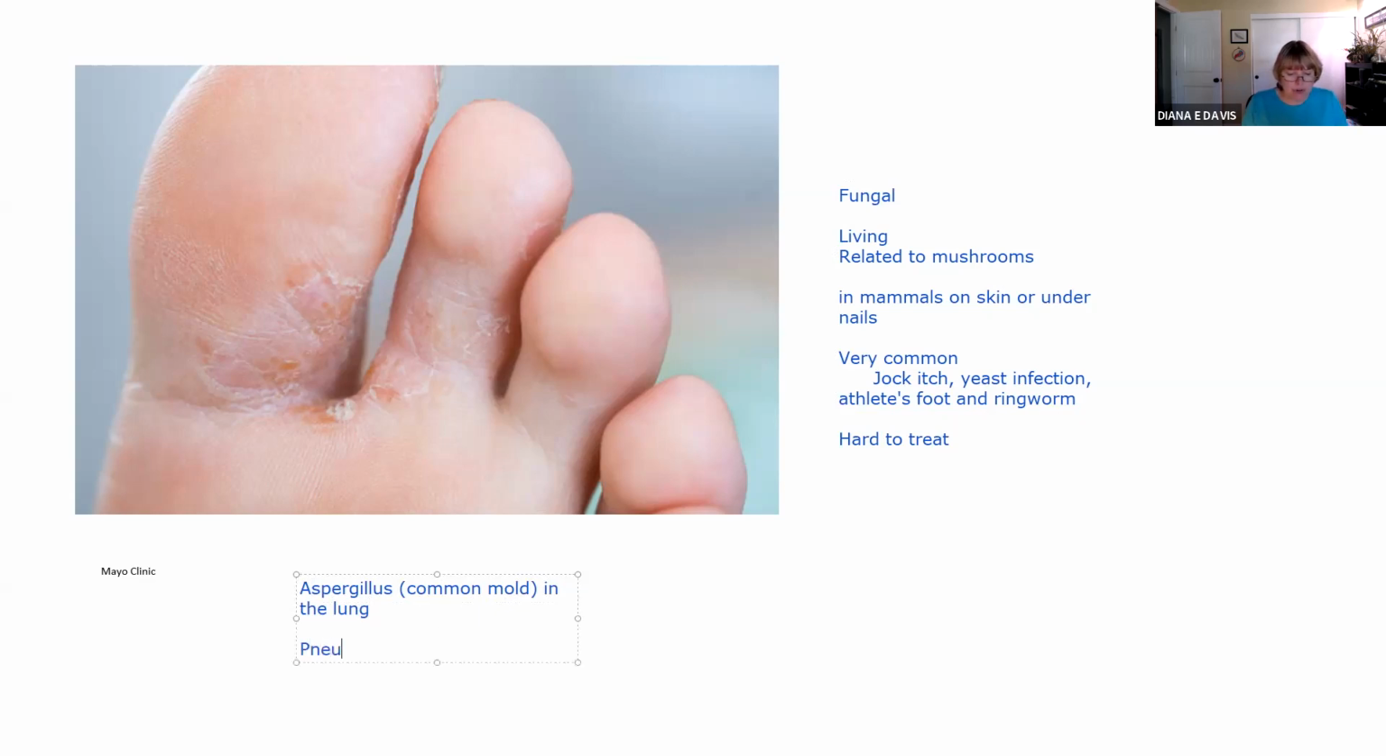There is pneumocystis pneumonia, which is commonly abbreviated PCP. This tends not to cause disease in people with a healthy immune system, but it is a problem for immunocompromised people. So we'll talk about that more when we're talking about HIV. All fungal diseases are more common in people who are immunocompromised.